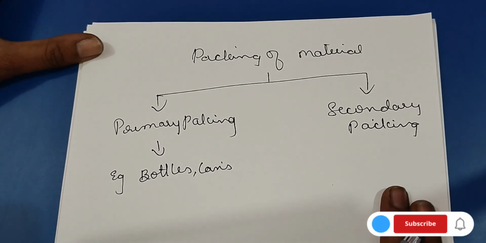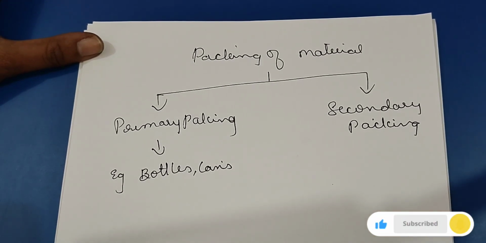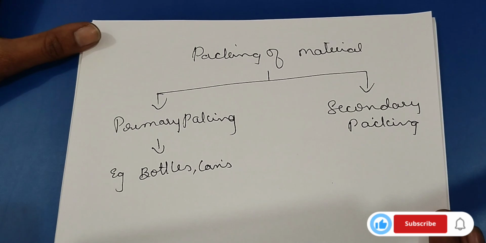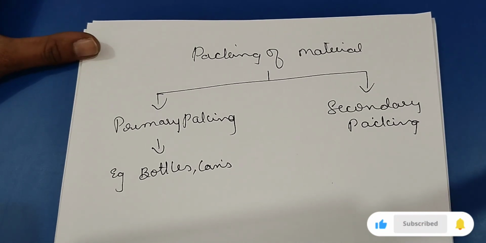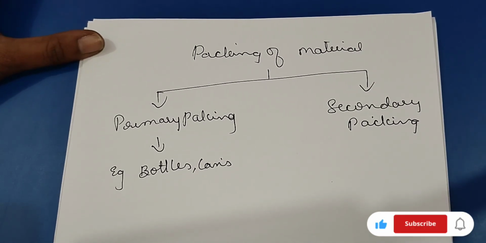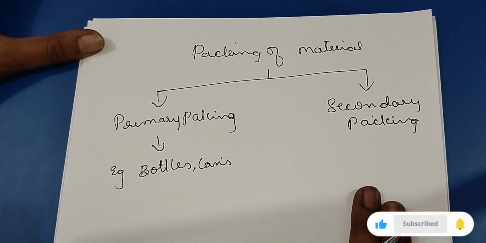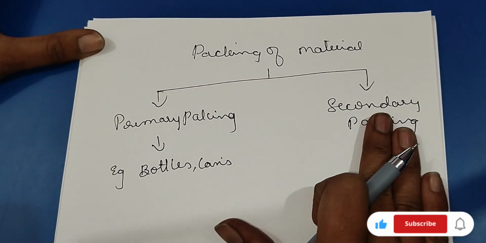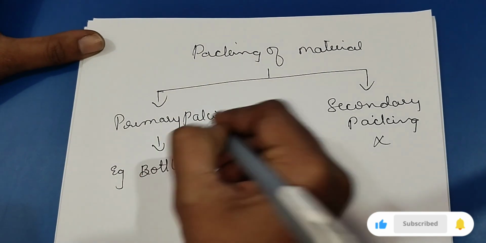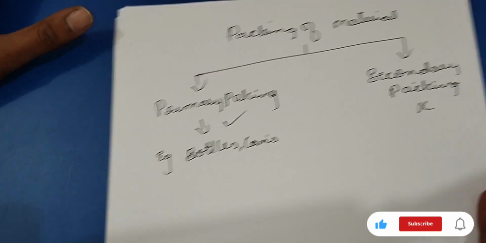Secondary packing is there, no, that we are not including while valuing the cost, because that will be considered while selling. Okay, it will be included in the selling cost, it will not be included in inventories. So this we are not considering. This primary packing we are considering.